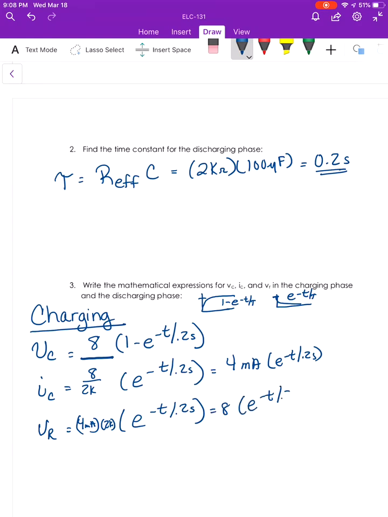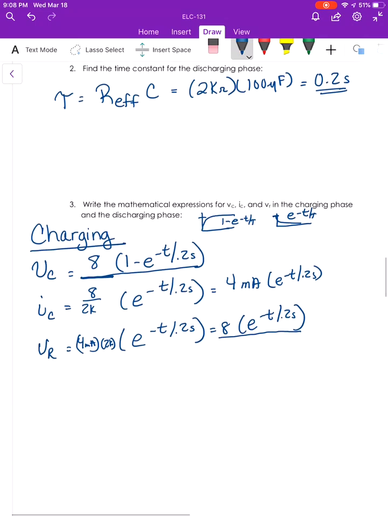So remember, as the capacitor is going to charge up to 8 volts, the resistor is going to start at 8 volts and go down. So V sub C and V sub R should add up to 8 volts at every point in time during that process. Now the discharging equations.